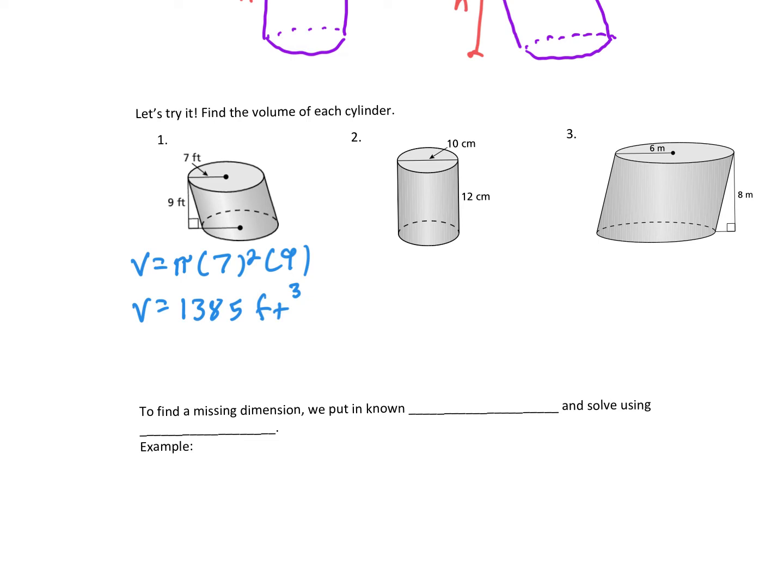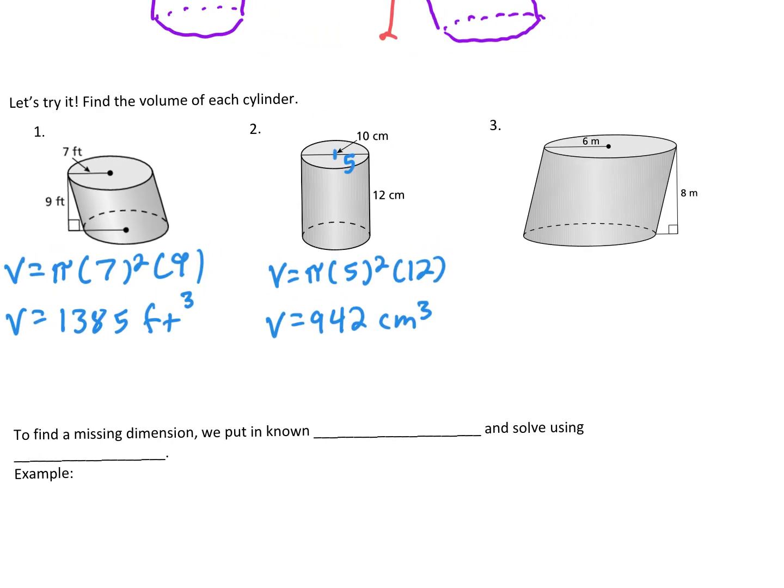Next one, even though the whole line is 10, we only need the radius. The radius in this case is 5, because it's half of 10. So our volume is pi times 5 squared times the height, which is 12. Punch that in. Our volume is 942 centimeters cubed.